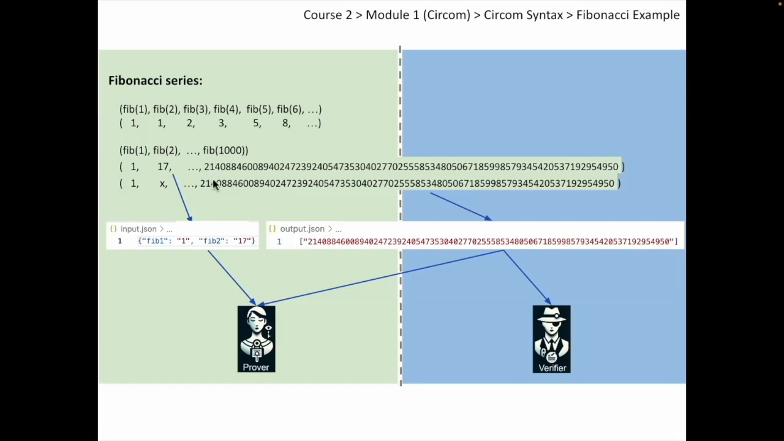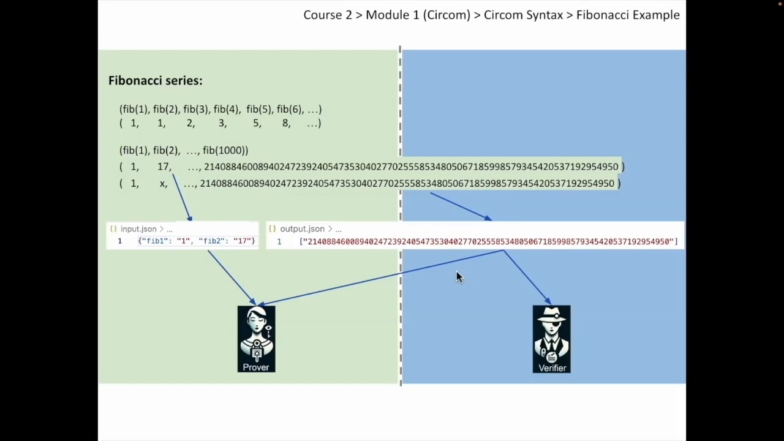Now, assume the prover has a secret X that she does not want to reveal or share with the verifier. However, she claims that she knows X as the second element of a Fibonacci sequence such that the thousandth Fibonacci number is equal to this large number. In this example, we put fib1 and fib2 in input.json, and only the prover knows this file. Also, this large number goes to output.json, and both the prover and the verifier have access to this file.